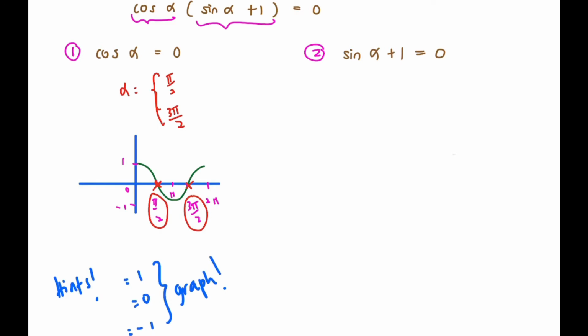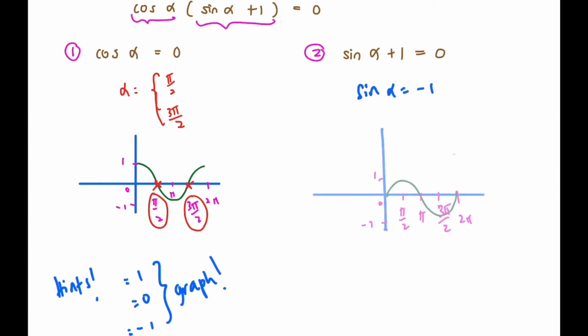Okay, let's see another one here. We want to solve sine alpha is equal to negative 1. So now let's see the value for negative 1 is this one here. So you only have one value. Your alpha is 3 pi over 2.